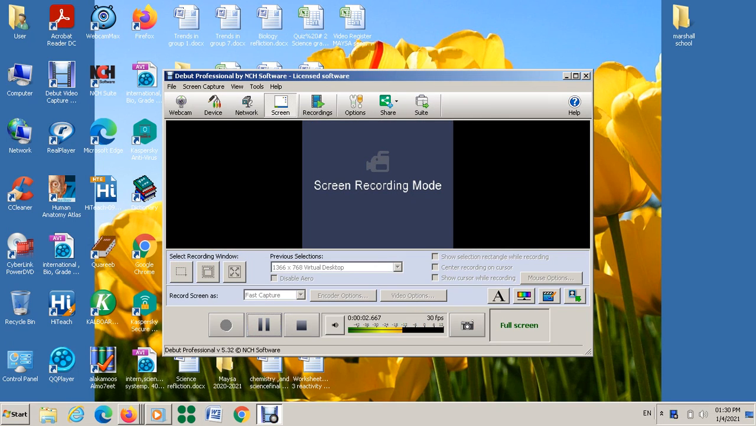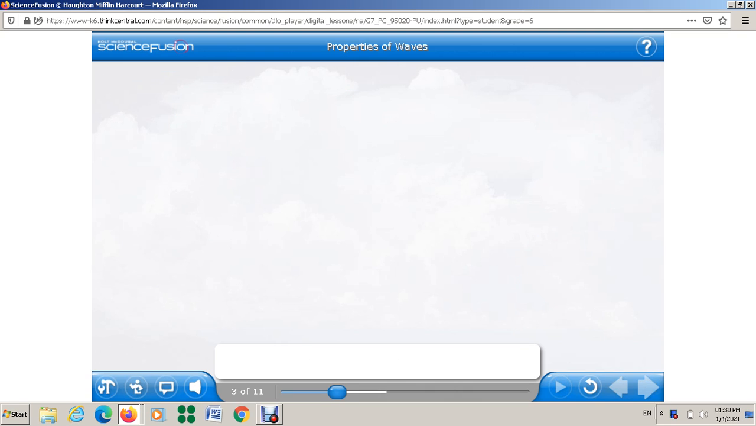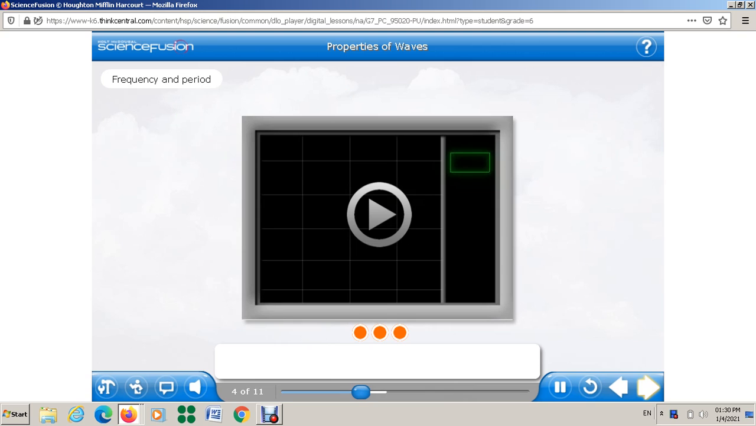Hello everyone. In this video we want to continue talking about the properties to describe a wave. We already studied the wavelength and the amplitude and how to find them. Now we want to move to another property that we can use to describe the wave. Are you ready to learn about the property which is the frequency?